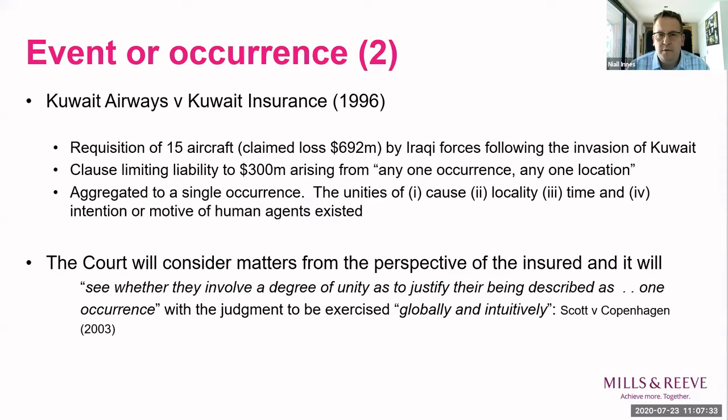One that a lot of people will know is the case of Kuwait Airways, and it's a pretty useful example. So it arose out of the Iraq War, and at the start of hostilities, 15 aircraft from Kuwait Airways were requisitioned by the Iraqi army from the airport, and therefore there's a claim for the loss of those planes. The claimed loss put it at $692 million, but there was a clause in the policy limiting the liability to $300 million, arising from any one occurrence, any one location.